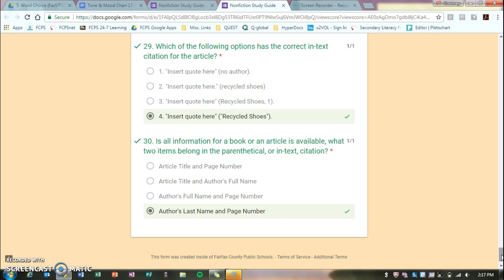29, which of the following options has the correct in-text citation for the article? When you're talking about an article title, it goes in quotes inside the parentheses. And for 30, if all information for a book or an article is available, what two items belong in the parenthetical or in-text citation? The correct answer is author's last name and page number. If you are pulling the information from a book or an article, you definitely want to have the author's last name and the page number.